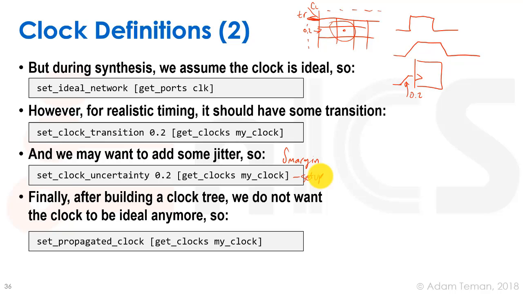And finally, I just want to note that after building a clock tree, we don't want the clock to be ideal anymore. We want it to have real delays and real transitions, and so we would use this set propagated clock. On the tools nowadays, often they are able to tell that there was a clock tree built after clock tree synthesis, and therefore we won't actually need to add this command into the SDC or provide a separate SDC after clock tree synthesis. But there is such a command. Don't usually use it during synthesis because it can cause strange things to happen.